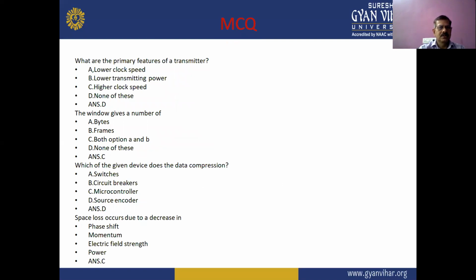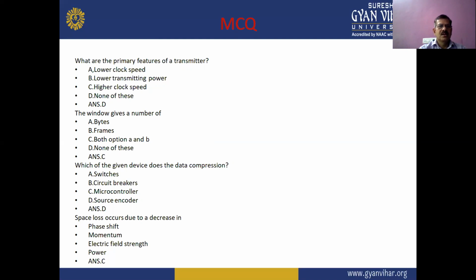Next question, what are the primary features of a transmitter? Option A, lower clock speed. Option B, lower transmitting power. Option C, higher clock speed. Option D, none of these.